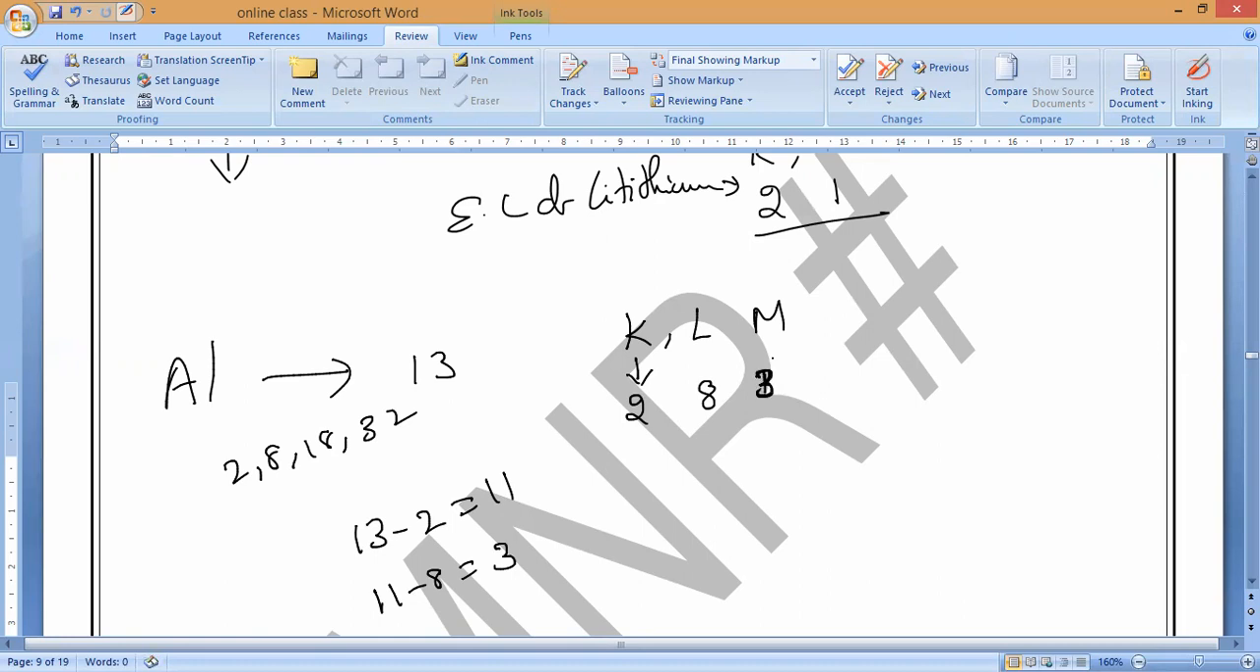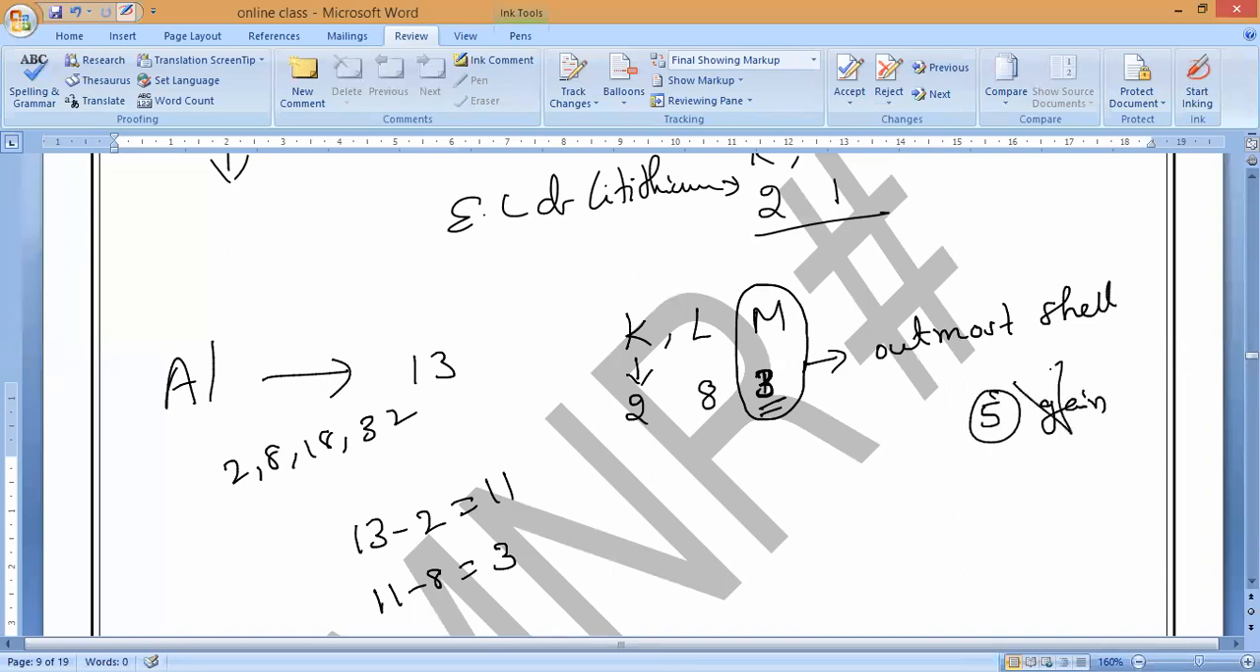Now if you see, aluminum can donate a maximum of how many electrons? These 3 electrons in the outermost shell. If it wants to become stable by receiving, how many electrons does it need to gain? 5 electrons needs to gain. Yes or no? So that is why it will lose the 3 electrons, because gaining is difficult. So it will become what? Aluminum ion.